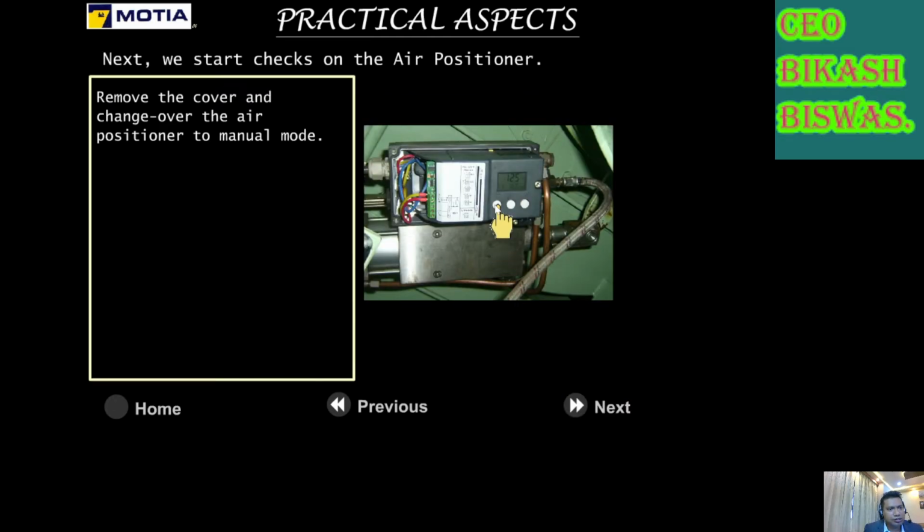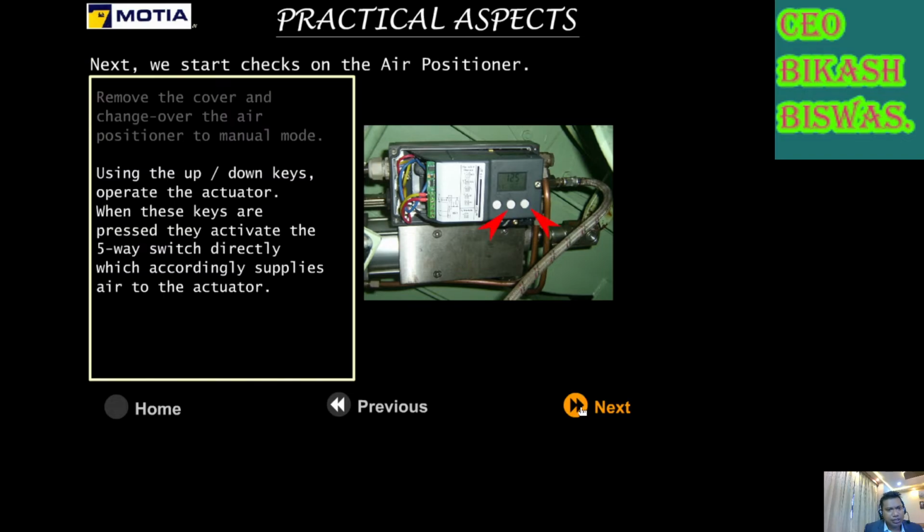Now remove the cover, then press this button, then it will go to manual position. Then with this plus or minus, you can give a signal, like here 12.5. You can increase or decrease accordingly. This air pressure will be generated and this actuator will move.